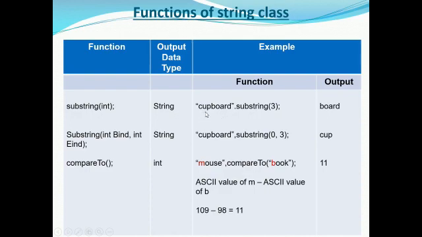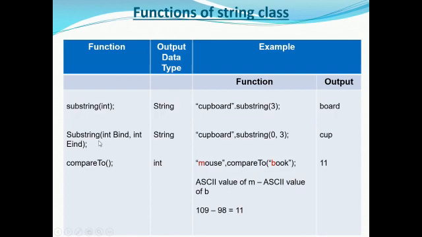We are taking the example cupboard. This is our string. Then substring 3. Now we will find starting from 3. The output will come in the form of a string. This is 3: we count 0, 1, 2, 3. It will start from 3, B, and before 3 it will skip the characters. So the output is BOARD.